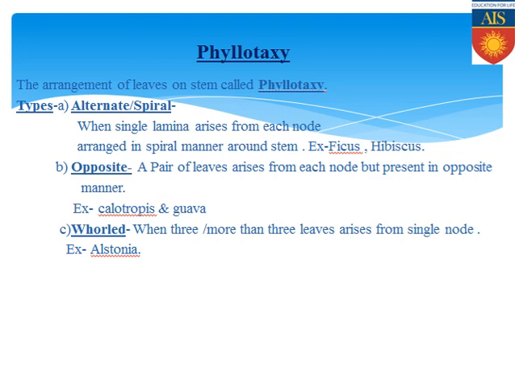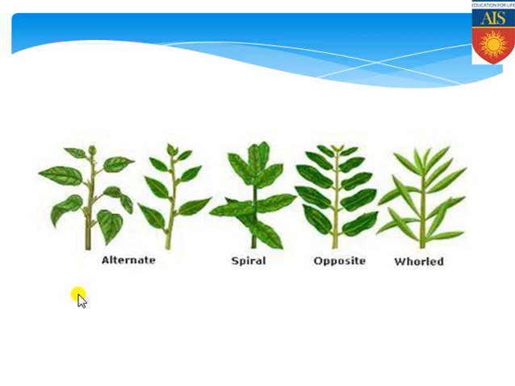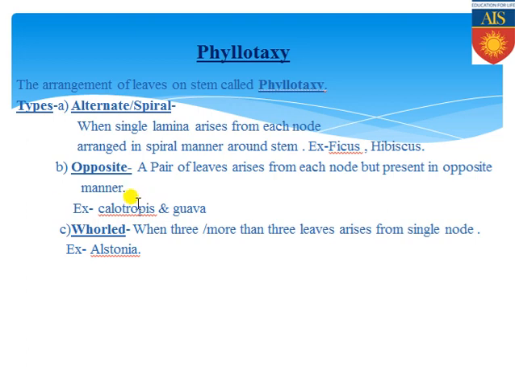Alternate or spiral phyllotaxy is a type of phyllotaxy where a single lamina arises from each node. Single lamina, single leaf will be arising from each node, and those leaves are arranged in a spiral manner around the stem. So you can see this figure. This is the alternate phyllotaxy. You can see from each and every node a single leaf is arising, and the leaves are arranged in such a manner that they are present in a coiled manner along the entire length of the stem. So this is obviously the alternate phyllotaxy. Examples: ficus, hibiscus. In these specific plants, this kind of alternate phyllotaxy can be found.